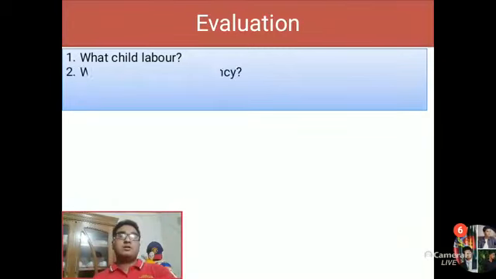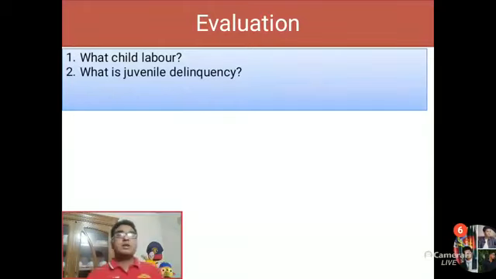Number two, what is juvenile delinquency? Juvenile delinquency means the violation of the laws of the society by adolescents, under 16 for boys and 18 for girls. So this is the very basic and very pragmatic definition of juvenile delinquency.